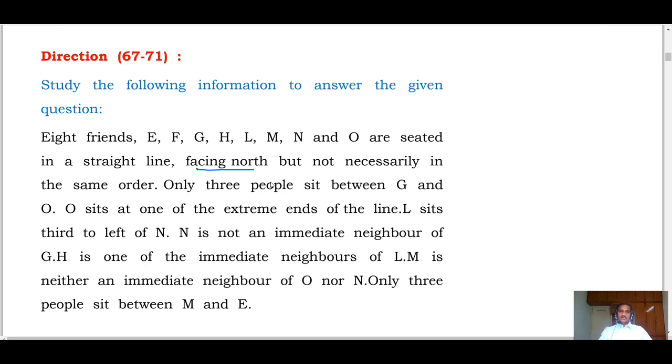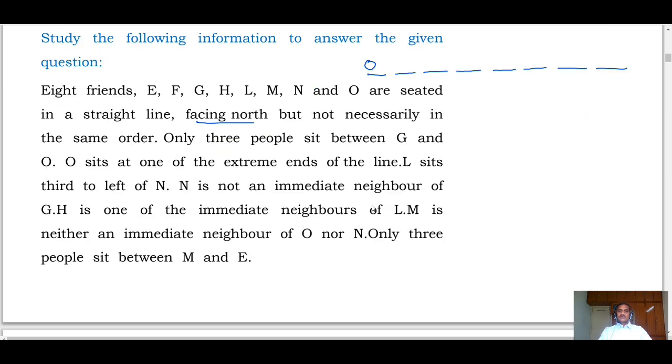Only 3 people sit in between G and O. O sits at one of the extreme ends of the row. This is the definite information we have. Positions 1, 2, 3, 4, 5, 6, 7, 8. O can be at the left extreme or O can be at the right extreme. How many possibilities we have? 2 possibilities. O is at the left extreme or right extreme.